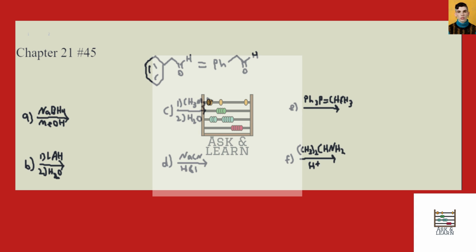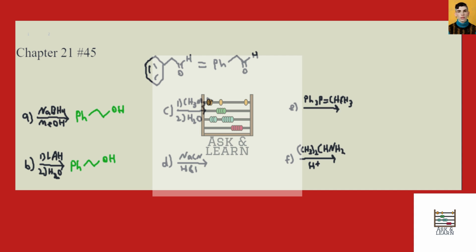Sodium borohydride is going to reduce the aldehyde to an alcohol. So our product is going to be this. For B, lithium aluminum hydride followed by water is going to do the exact same thing. So we're also going to reduce the aldehyde to an alcohol here. So our products for A and B are the same.